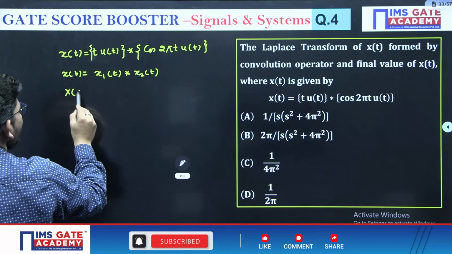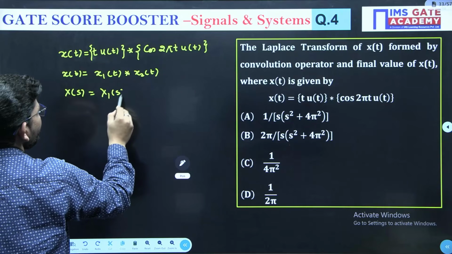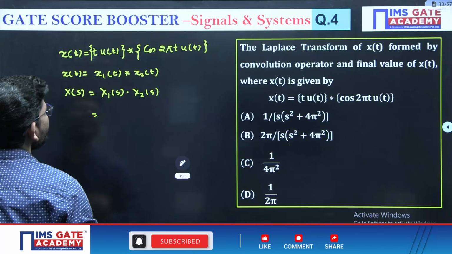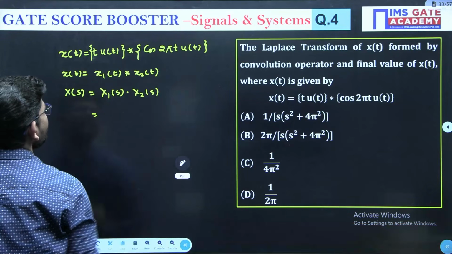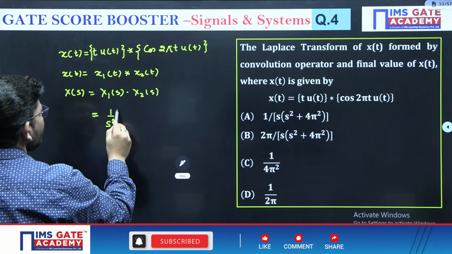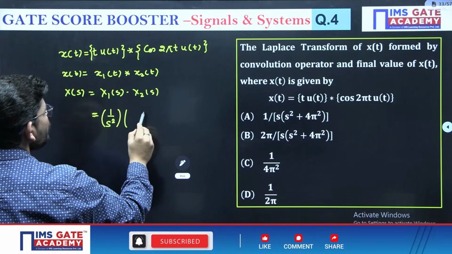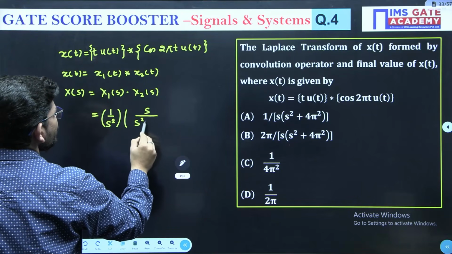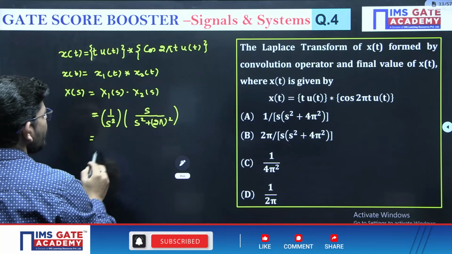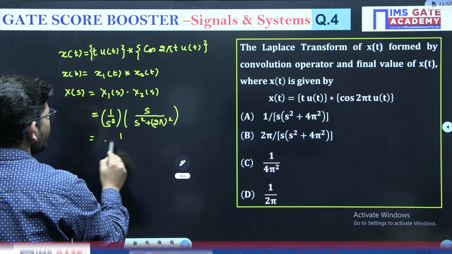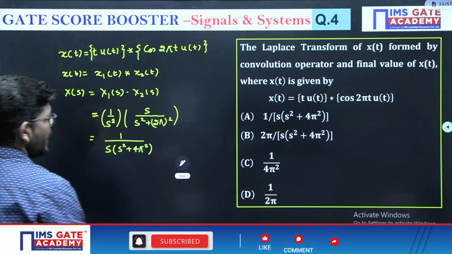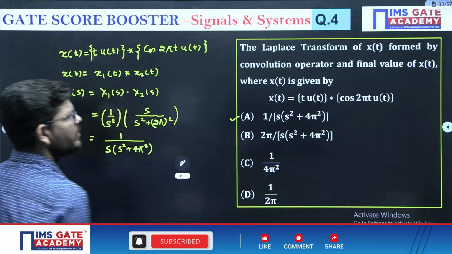right? So convolution in time domain is multiplication in frequency domain. Remember this property. So you have to take the Laplace transform of t u(t) and you have to take the Laplace transform of this. So the Laplace transform of t u(t) will be 1 by s square, multiplied by the Laplace transform of cos 2 pi t, which will be s upon s square plus 2 pi square. Okay, then finally what you will get is 1 upon s square plus 4 pi square. So this will be the answer of the Laplace transform.